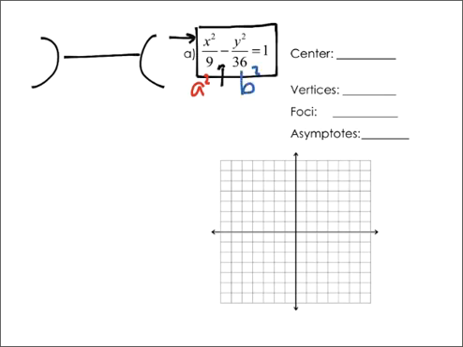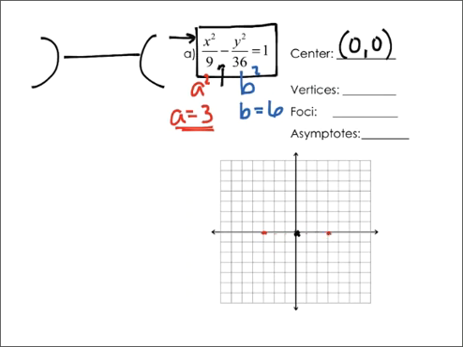A squared is always under the first, and b squared is always under the second. So x squared is first, so I've got a squared under that. A squared is 9, which makes a equal to 3. B squared is 36, so b is equal to 6. The center is at 0, 0 because nothing is added to x and y. So I'm going to put my center right at the origin. Now I'm going to count left and right 3 because the 9 is under the x. So go to the left 3 and put a dot there, and then go to the right 3 and put your other dot there.